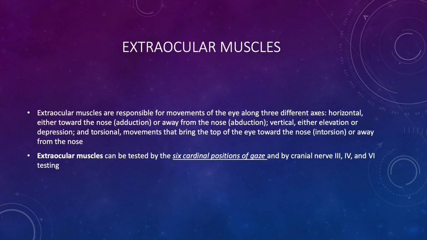Okay, so when we're talking about extraocular muscles, we're talking about the muscles that are responsible for movement along those three-dimensional axis lines. So horizontal, either toward the nose, which is adduction. And the way I remember it is I'm adding to what I already have within the core of my body, or away from the nose, which would be abduction. So the way I think of it, aliens are taking me away from, so I'm being abducted, versus adducted, which means I'm hugging something and I'm holding it close and adding it to myself.